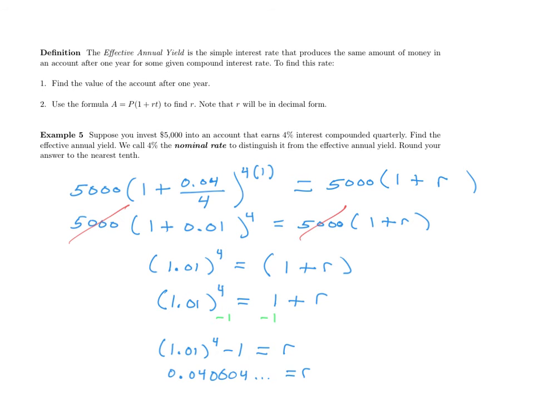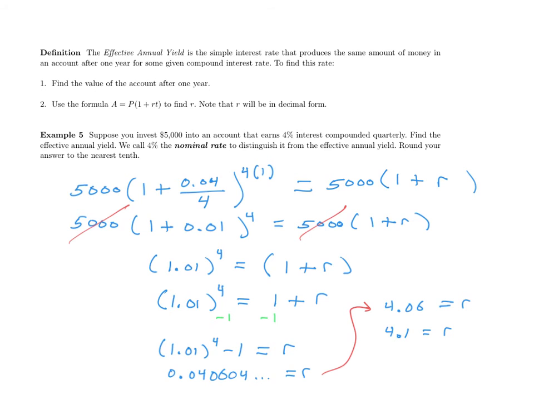I'll continue that work over here. That is 4.06 approximately, equal to r. And if we round this to the nearest tenth, here's the tenth. This means it'll round up to 1. So approximately 4.1 is the effective annual yield.